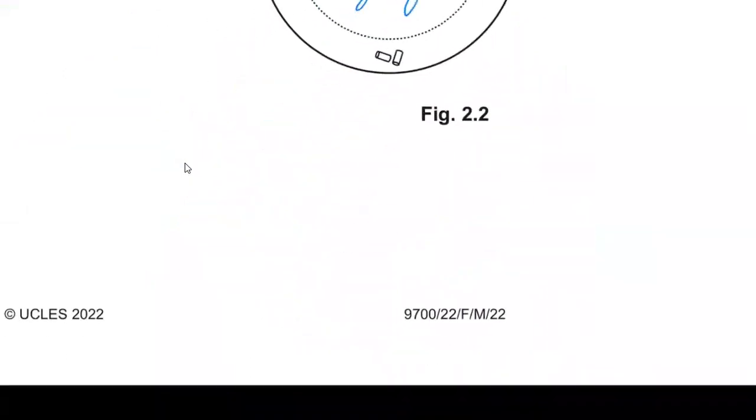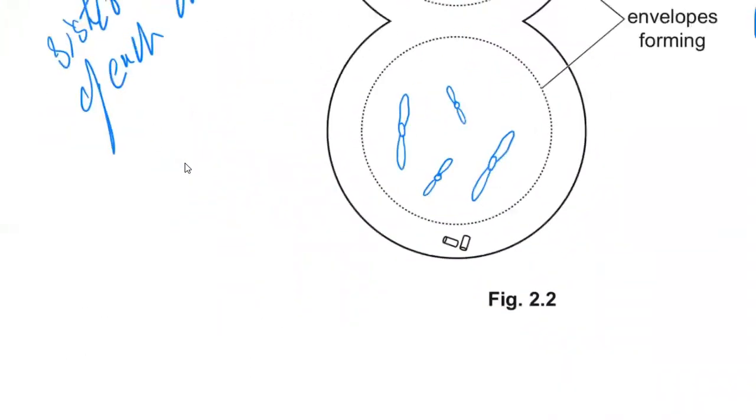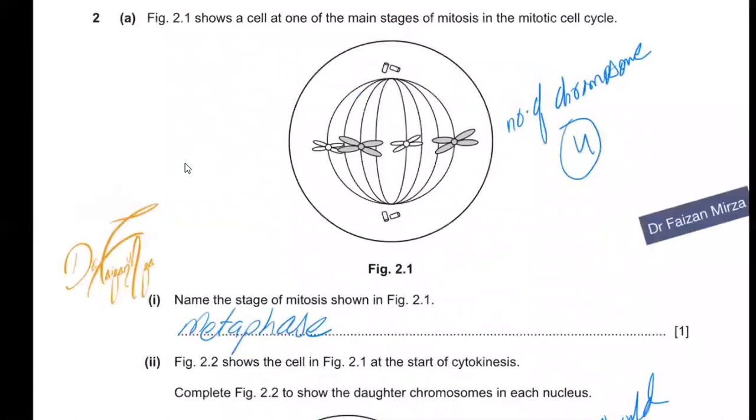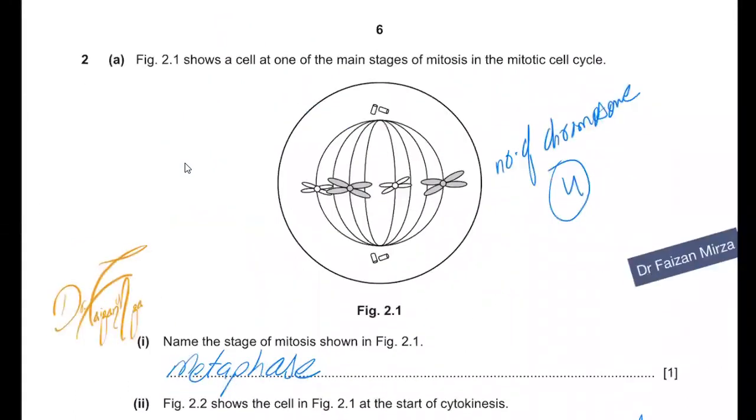Okay, students, this question came in Feb/March 2022, variant 22. The question asked: this cell is shown at the main stage of mitosis, the mitotic cell cycle. What stage is this? Since you can see there is no nuclear envelope, the spindle fibers can be seen, the spindle is holding the chromosomes at the centromere, and the chromosomes are all aligned in the center of the cell, this must be metaphase.